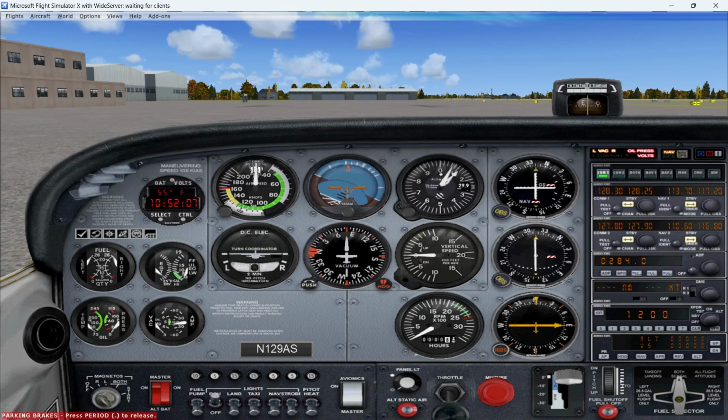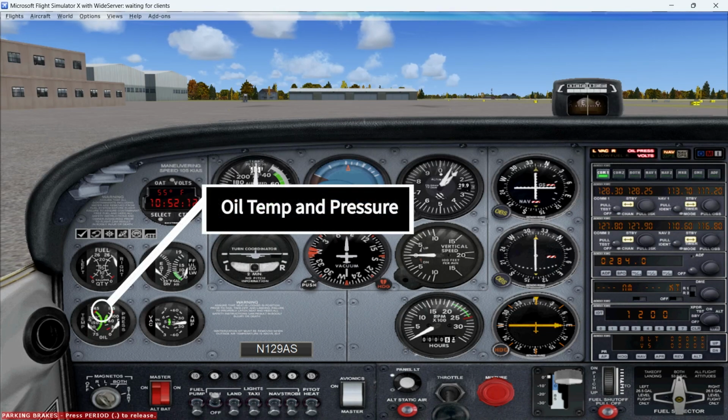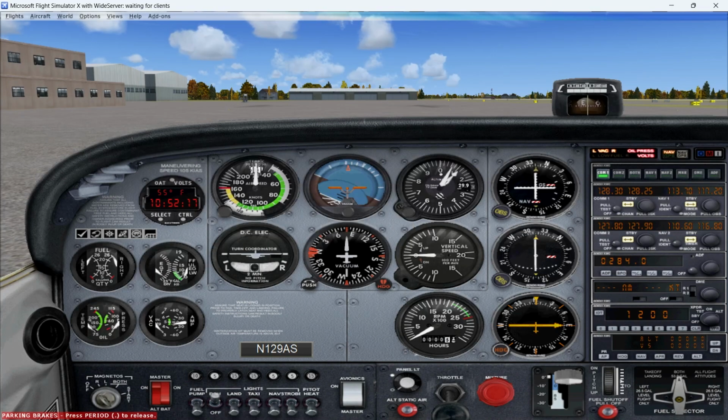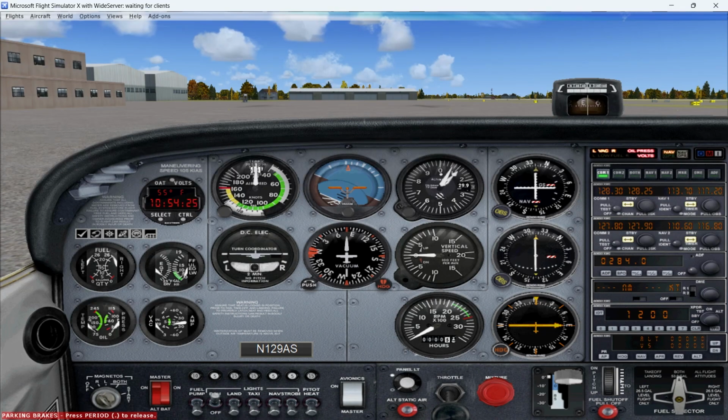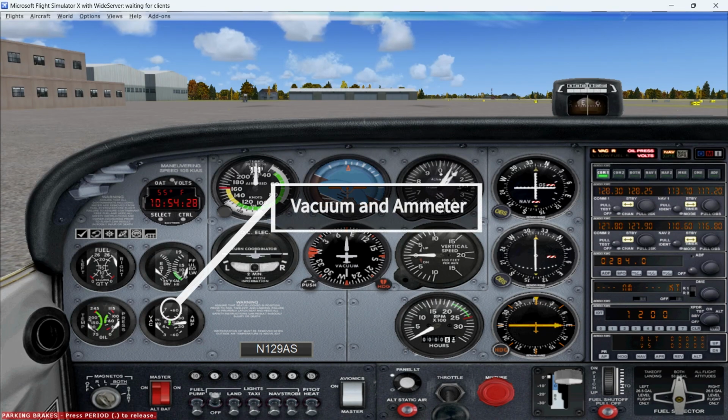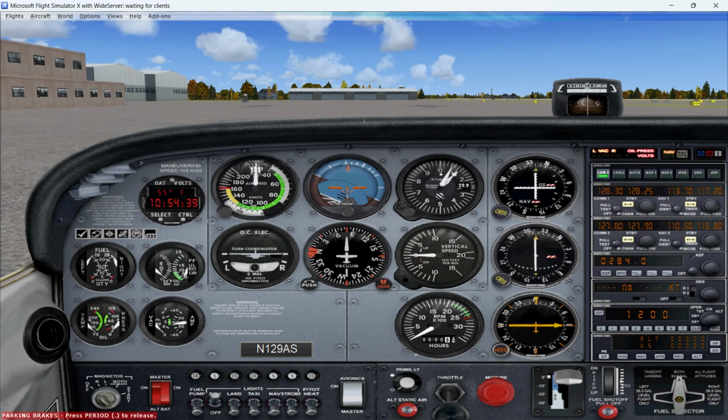In the lower left of the gauge cluster, we have the oil temperature and pressure gauge. This monitors the pressure and temperature of the aircraft engine's oil. To the right of the oil temperature and pressure gauge is the vacuum and ammeter gauge. Some of the instruments in the cockpit operate off of a vacuum. Looking at the left-hand side of the gauge, the green band indicates the required amount of pressure provided by the engine vacuum that is needed for the instruments to optimally operate. The ammeter on the right-hand side of the gauge simply measures the amount of current in amps flowing through the electrical system of the aircraft.